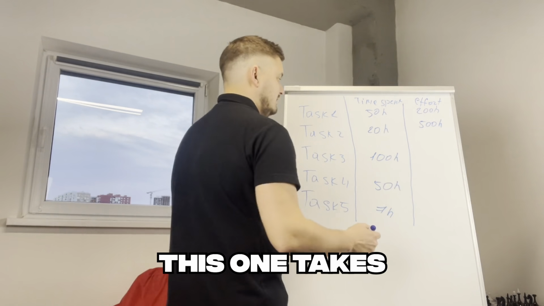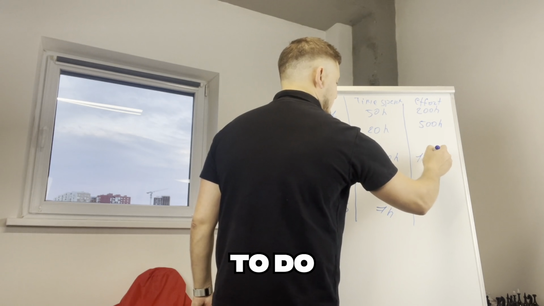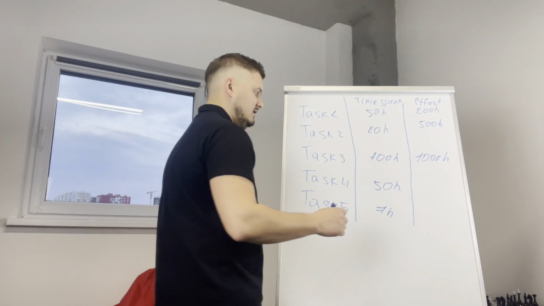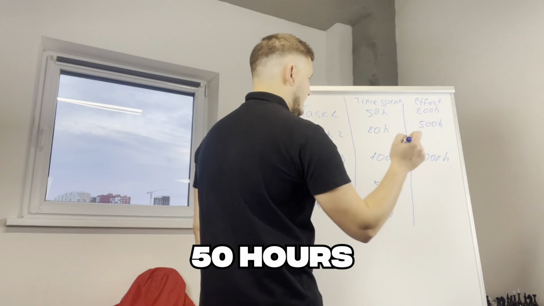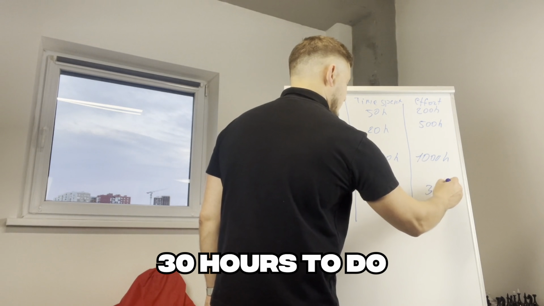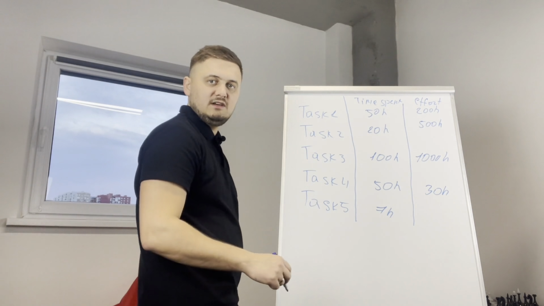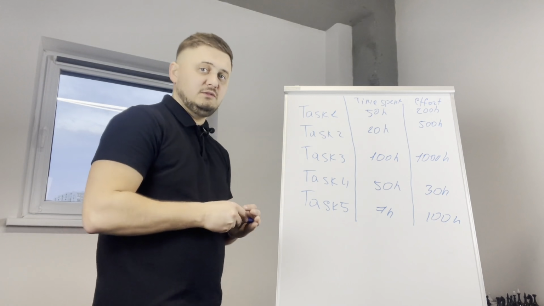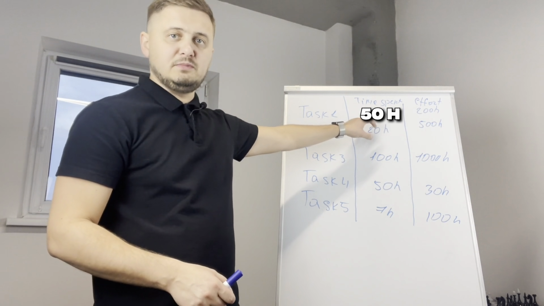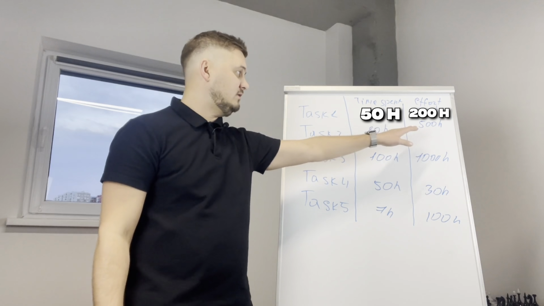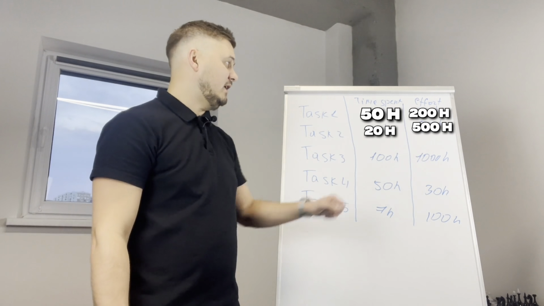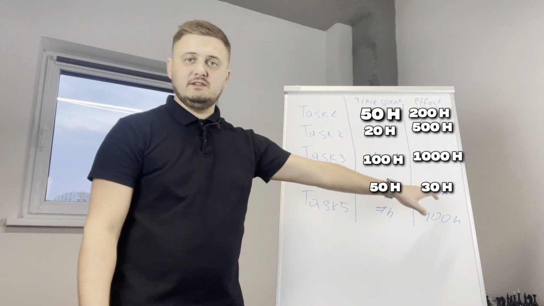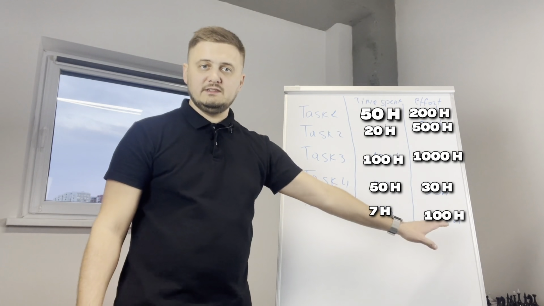Our big one, 100, this one takes 1,000 hours, right, to do. So you need 10 months in order to match the time that it takes to do it manually. Sounds a lot. And then we have this one, 50 hours, which takes 30 hours to do, right? And then we have a task for 7 hours, which takes, let's say, 100 hours to automate. Where we get to is we have 50 time spent per month, 200 hours effort to automate, 20 hours, 500 hours to automate, and then 100 hours, 1,000 hours to automate, 50 hours, 30 hours to automate, and then 7 hours, 100 hours to automate.